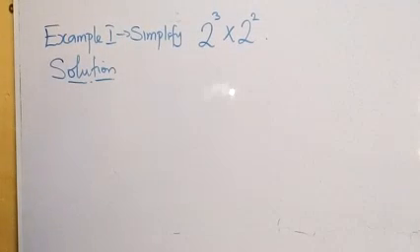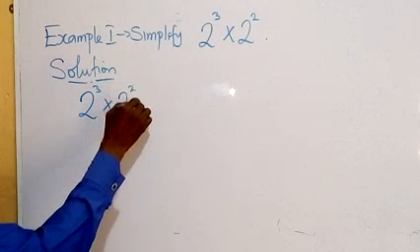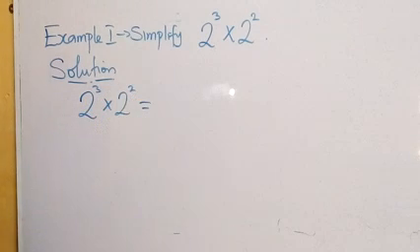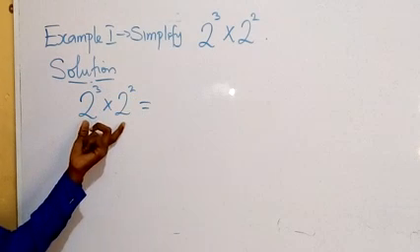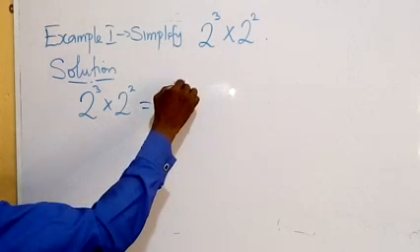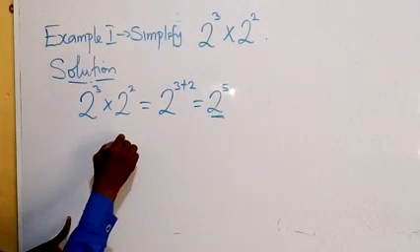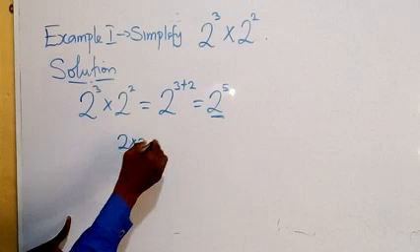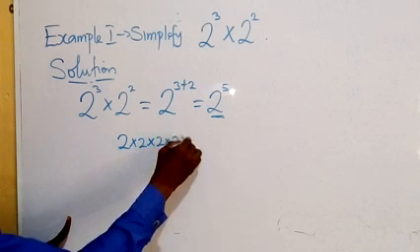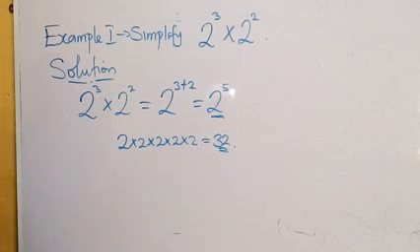So let's go to the application of all these laws. All right, let's look at the first example. Example 1: simplify 2 power 3 multiply 2 power 2. Now we apply the first law here. Why? Because the two have the same base. Therefore we have 2 power 3 plus 2, which is 2 raised to power 5, which means 2 times 2 times 2 times 2 times 2, which is 32.